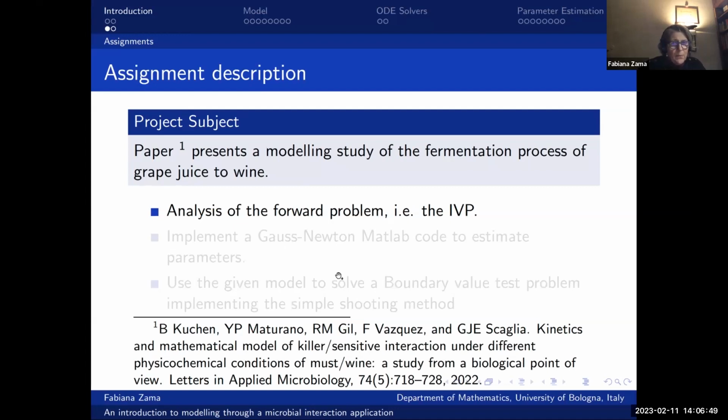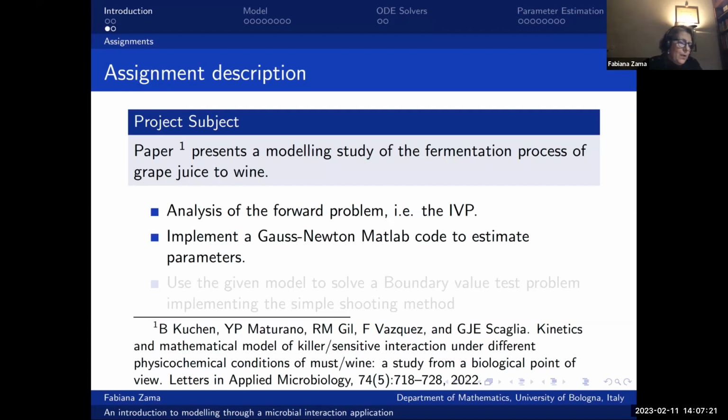What was asked in the project was to analyze the forward problem, so build the differential equation from the paper or from the papers as they did. Build the initial value problem. And then the analysis of the forward problem and the choice of the best numerical solvers, the analysis of stiffness, for example, the characteristic of stiffness of this problem.